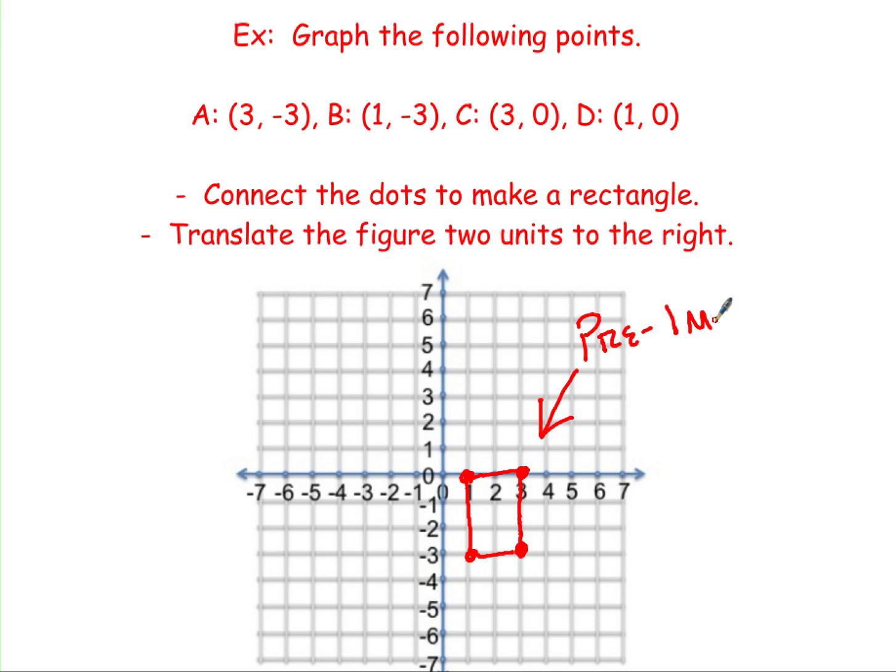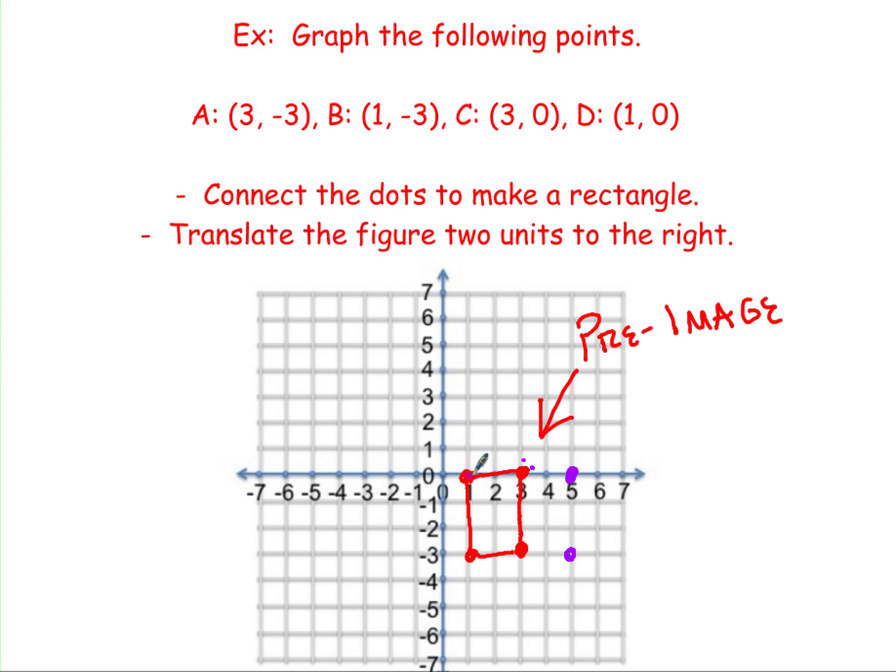Okay, now what I need to do is I need to answer the question. It tells me to translate the figure two units to the right. So I want to translate all of this two to the right. So what I'm going to do is I'm going to take each point and I'm going to move it two units to the right. So I'm going to take this point here and move it over to the right two. One, two. I'm going to take this point, move it to the right, two. One, two.